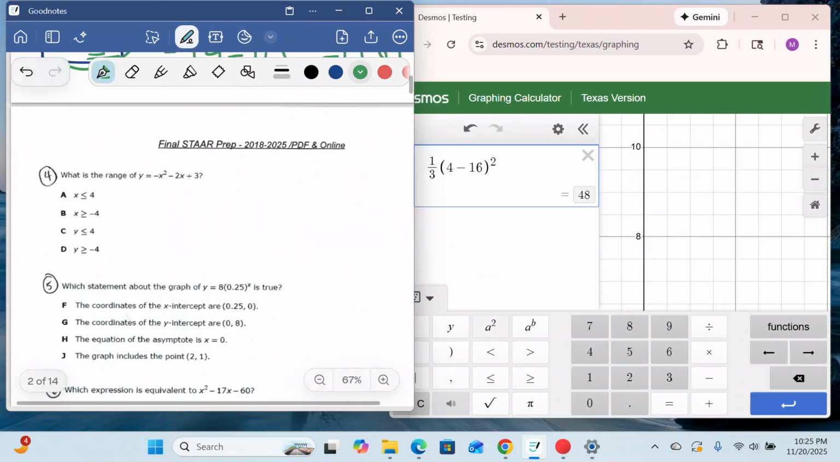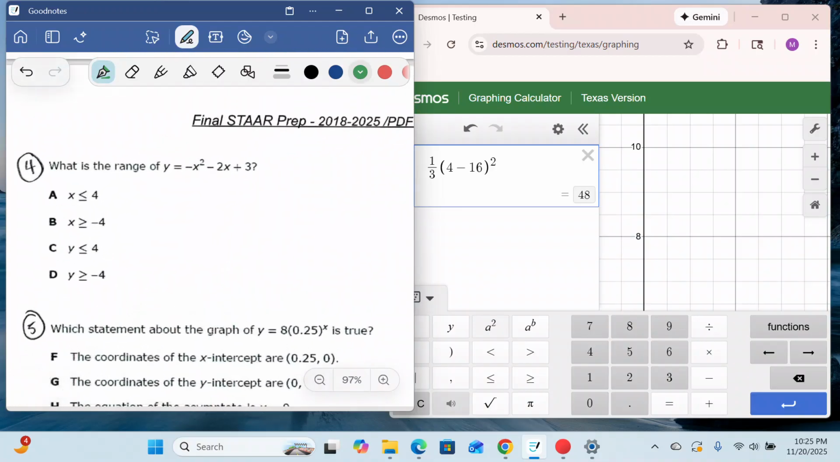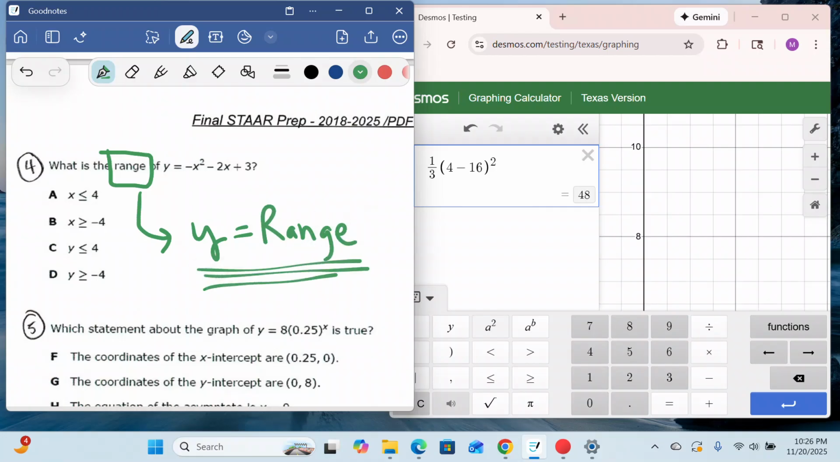If we look at number 4, this one's going to be an interesting one because we got to look at range. And here we got to understand that the range is your y. So remember, range equals y values. So this is the key word to range. Now, automatically, A is wrong because of the x. B is wrong because that's an x. We're looking for range, so it can either be C or D due to the fact that it is a y.